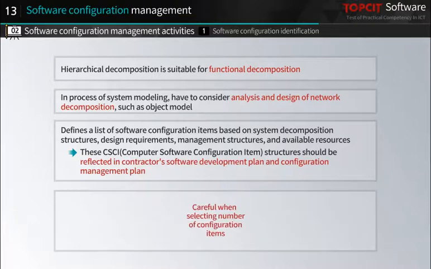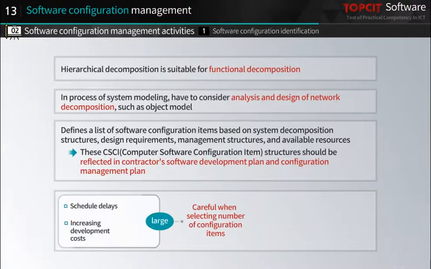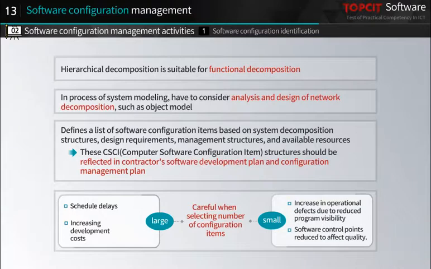We should also be very careful when selecting the number of configuration items. If you define too many configuration items, the effort to manage the software configuration items will cause schedule delays or increase development costs. On the other hand, if the configuration items are too small, there will be an increase in operational defects due to reduced program visibility to software development, and software control points will be reduced to affect the quality.